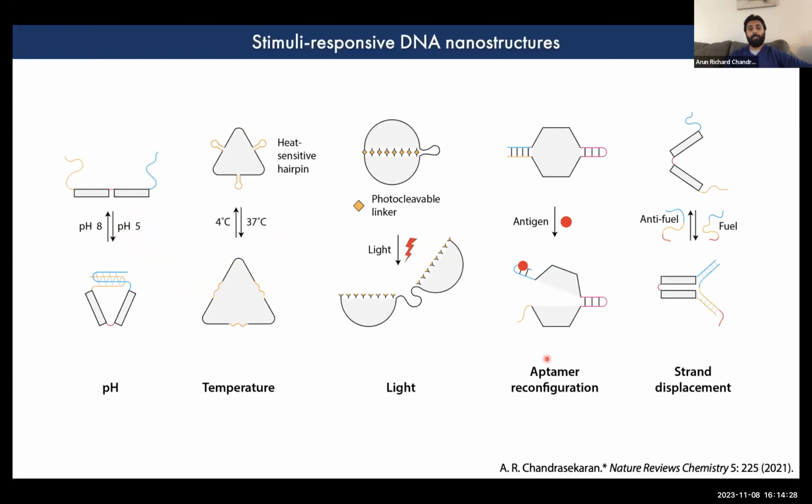Over the years, there have been several strategies that are used to control DNA nanostructures, or nucleic acid structures in general. For example, you can use pH to control the reconfiguration of a structure, such as triplexes or i-motifs that are pH sensitive. In some cases, you can use temperature to open or close the structures to release certain moieties. And you can also incorporate photocleavable linkers to create a light-triggered response. Another example is antigen-aptamer or antibody-aptamer interactions. And finally, nucleic acids that can remove other sets of nucleic acids from these structures, a process called strand displacement.